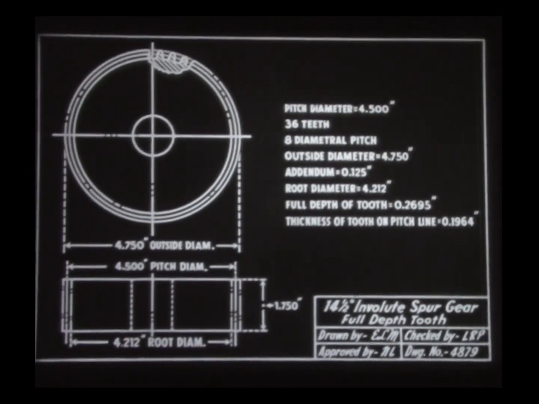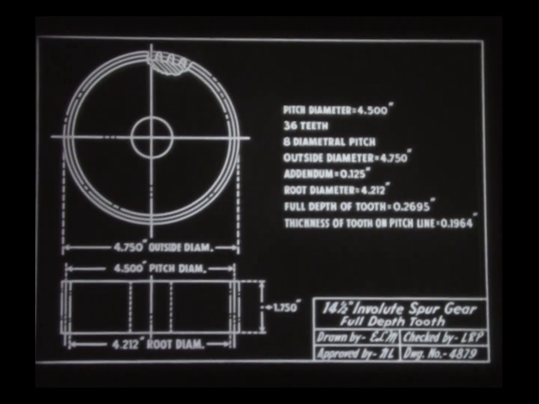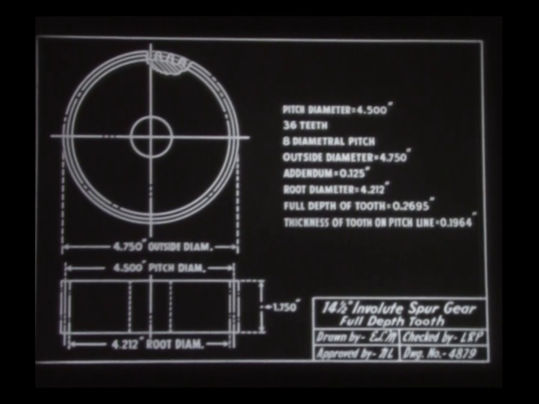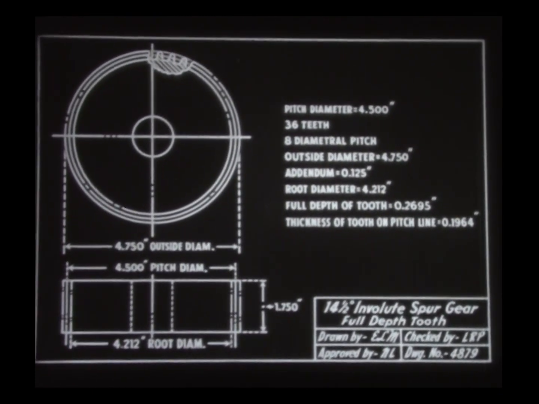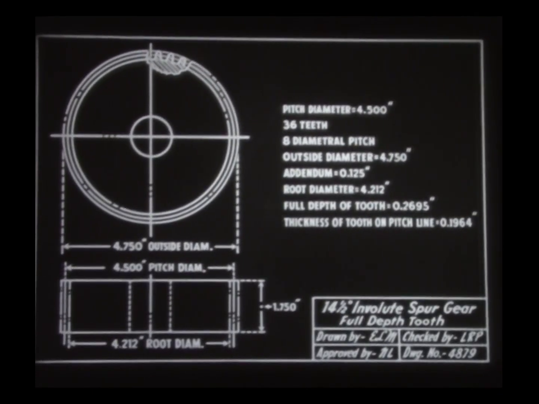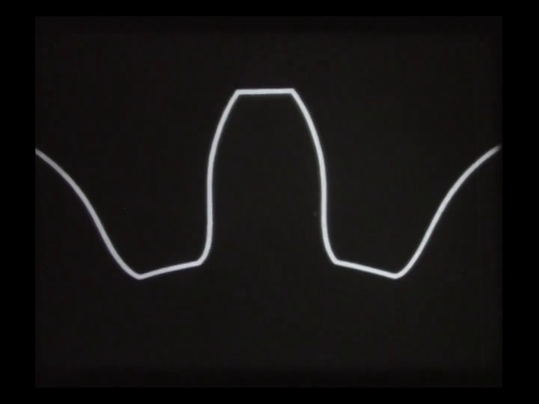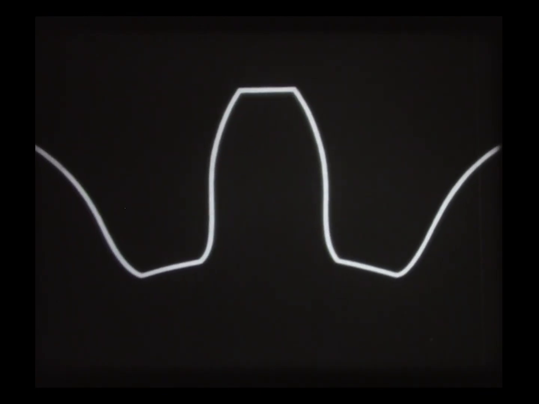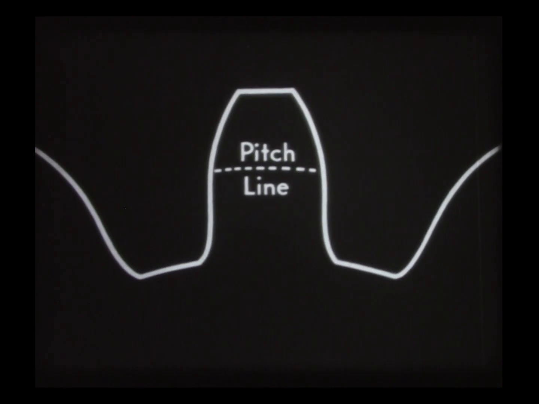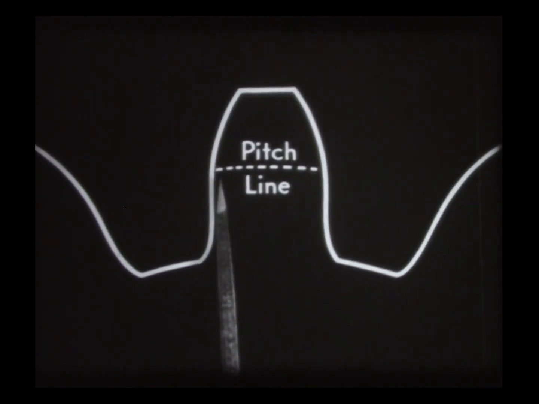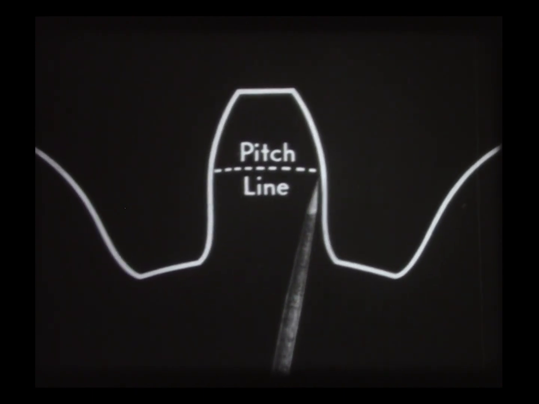The average blueprint of a gear usually contains terms peculiar to gear designing. Therefore, an understanding of these terms is helpful to the machinist. The basis for figuring all tooth dimensions on a gear is an imaginary line called the pitch line. It is on this line that the thickness of the tooth is always measured.